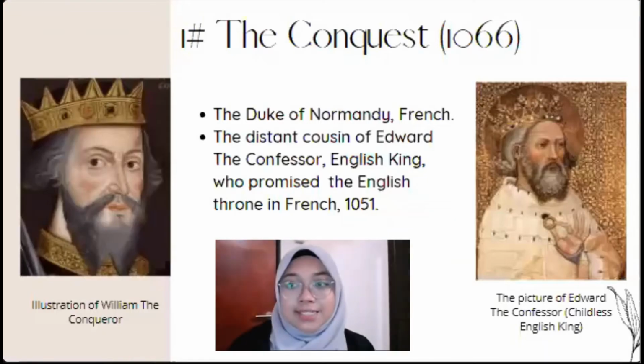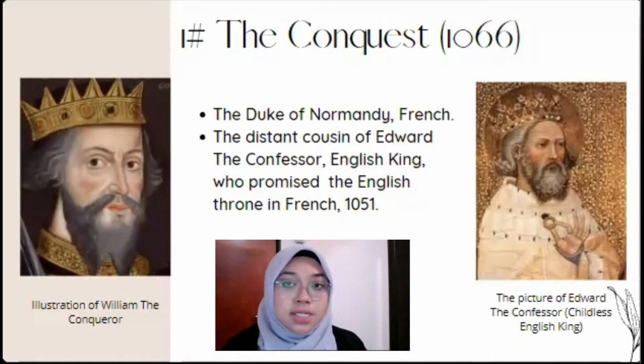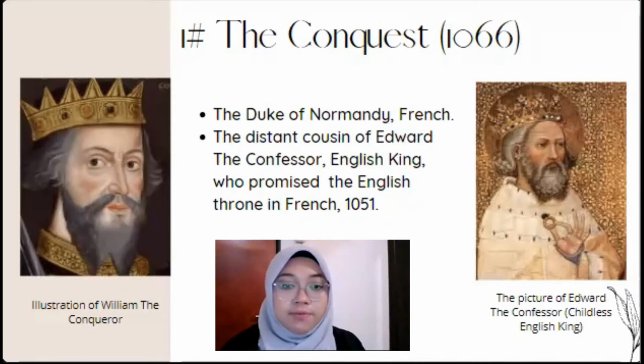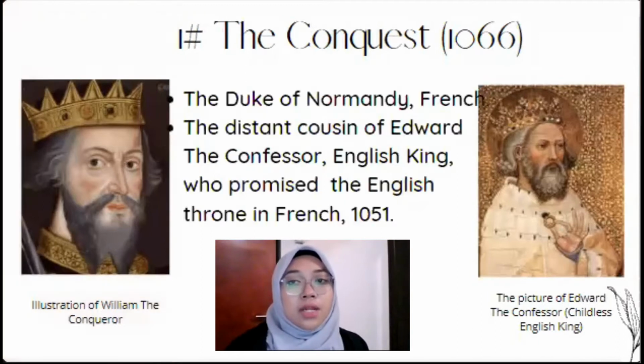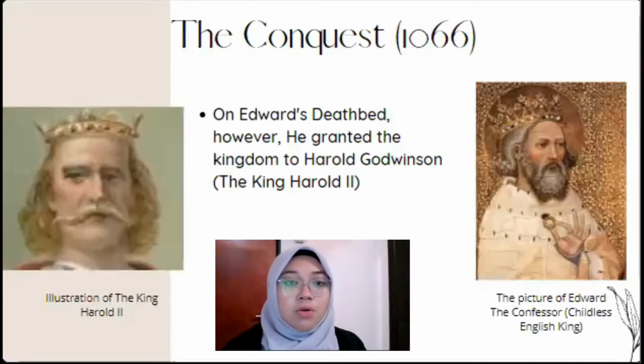The Conquest, 1066. William the Conqueror was the Duke of Normandy. He claimed the English throne after his distant cousin, Edward, the childless English king, died in 1066. The claim was due to Edward promising William the throne during William's visit to France in 1051. On Edward's deathbed, however, he granted the kingdom to Harold Godwinson, the head of the leading noble family in England, making Harold King Harold II instead of William.